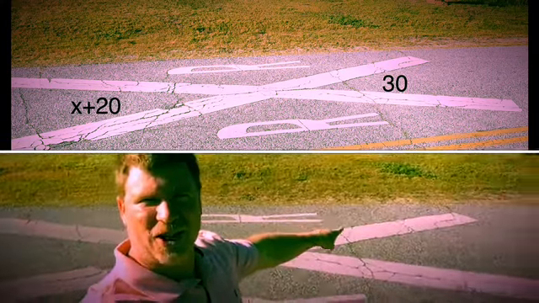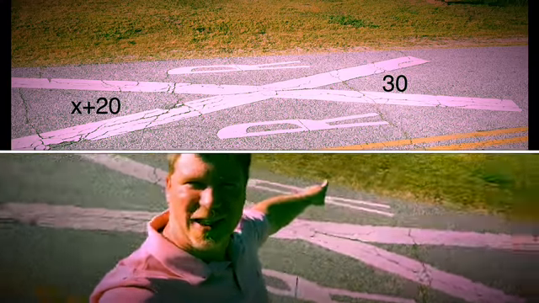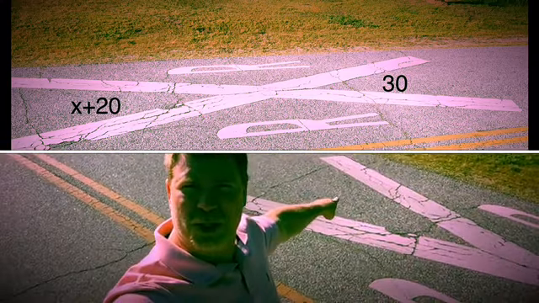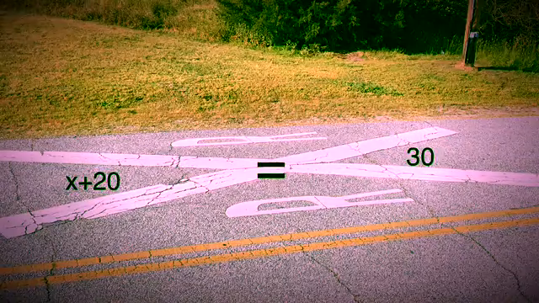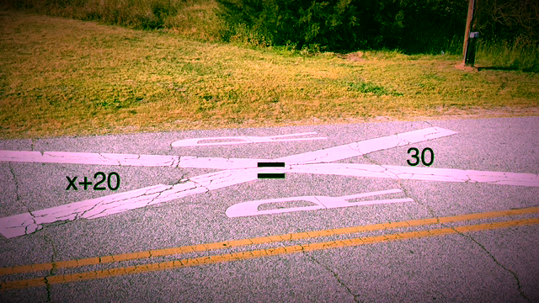Again, the measure of this angle is 30. The measure of this angle is x plus 20. What is x? You should recognize these two angles as being vertical angles, and vertical angles are congruent or equal to each other.